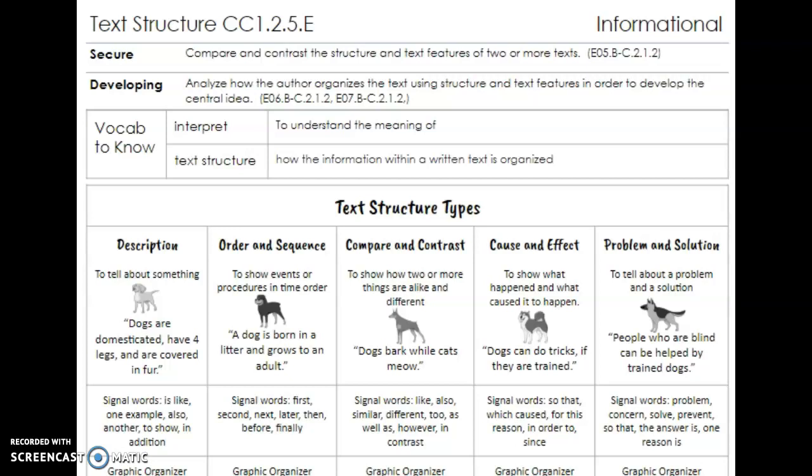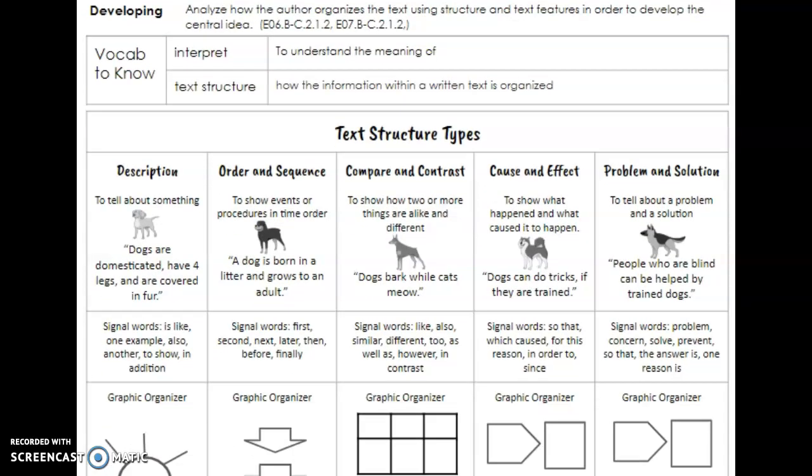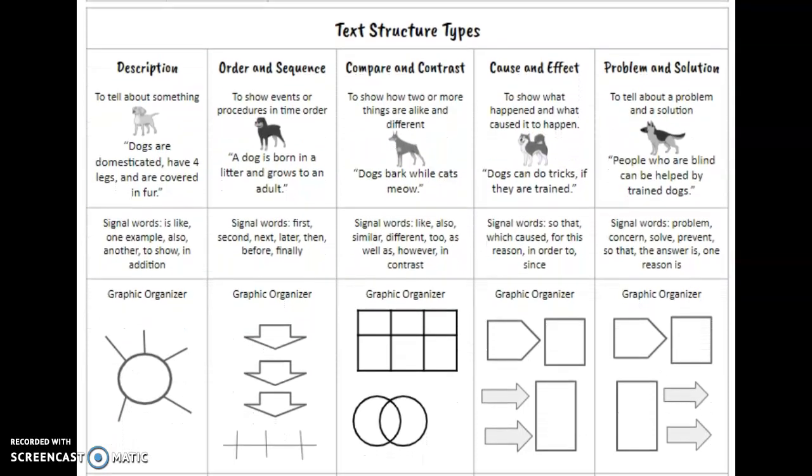So we need to know, interpret, and understand the meaning of text structure, how the information within a written text is organized. So text structure is not new to you. You've been using this before. And we're going to look at some of the basic types of text structures.